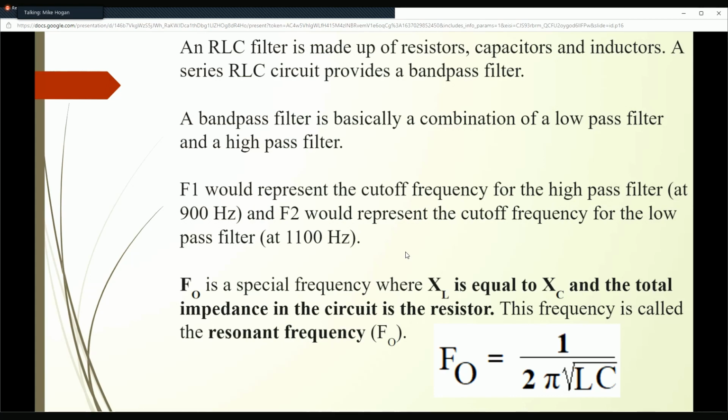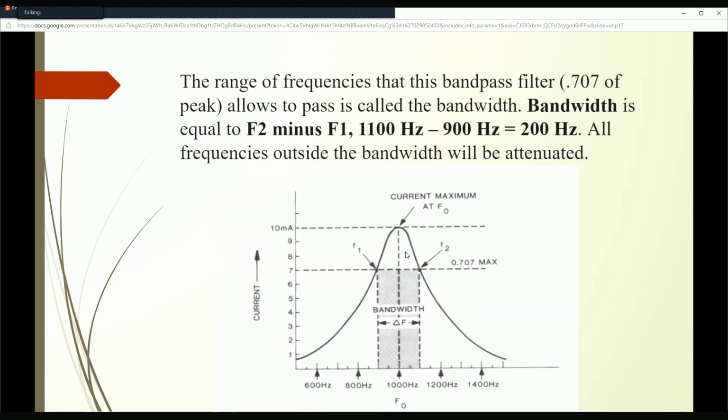I don't think you'll be asked about resonant frequency. You might, but I haven't heard anybody come back and say that there was a discussion about resonant frequency. Now, here's an example.